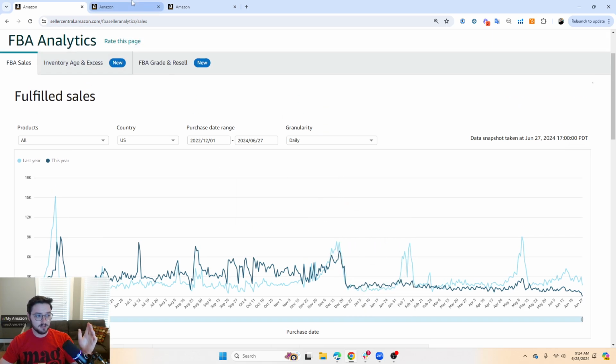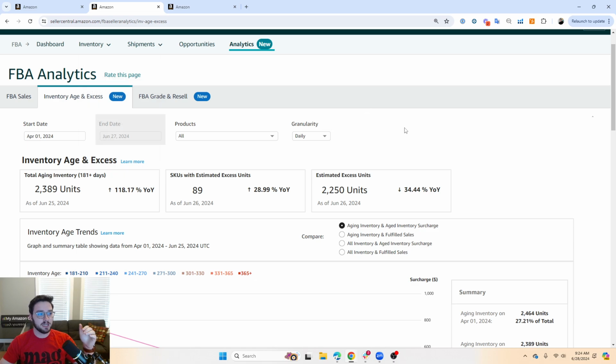But the interesting one is this inventory age and excess. This is where essentially you can start to understand, especially with all of these new fees that Amazon is adding on for excess inventory, too low of inventory, etc., how much you're actually being charged on a product in general. So as you can see here, we have a couple of different areas. We have our total aging inventory. It's 181 plus days. That is what Amazon considers to be aging and excess inventory.